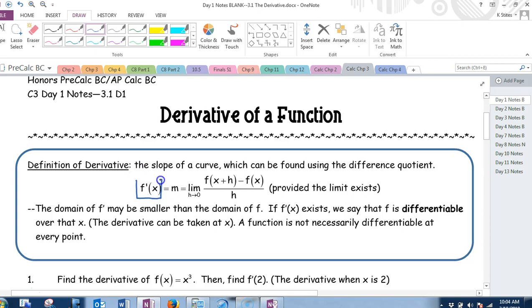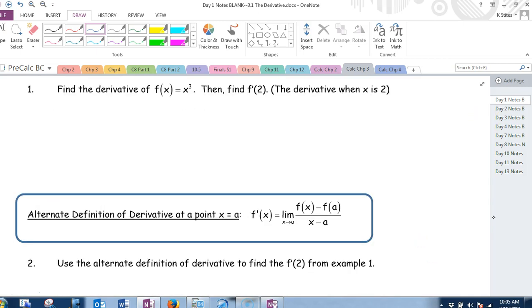This notation here, we'll say this f prime of x. This is another way to represent the derivative. When you see that, we're talking about the derivative of a function. We'll get into notation more in a little bit. The domain of f prime may be smaller than the domain of f. If f prime of x exists, we say that f is differentiable over that x. That means the derivative, or the slope, can be found or taken at x. A function is not necessarily differentiable at every point. So this is why the domain of f prime may be smaller. We're not going to be able to find the derivative at every point, which means that the function is not differentiable at every point.